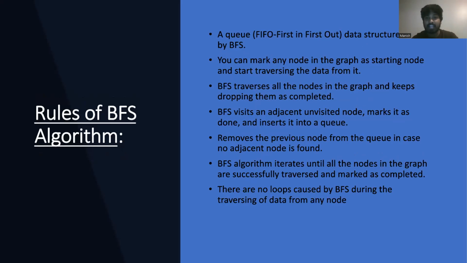It visits an adjacent unvisited node, marks it as done, and inserts it into a queue, and removes the previous node from the queue in case no adjacent node is found. So the BFS algorithm iterates until all the nodes in the graph are successfully traversed and marked as completed. There are no loops caused by BFS during the traversing of data from any node.